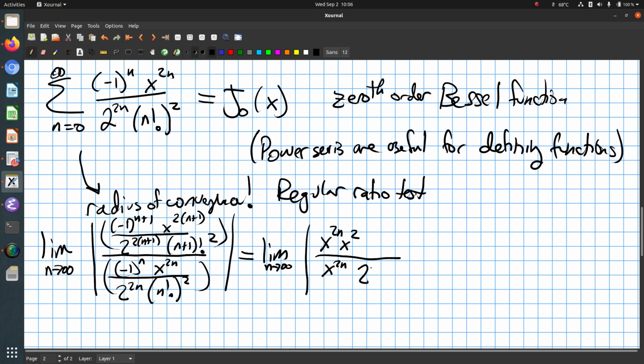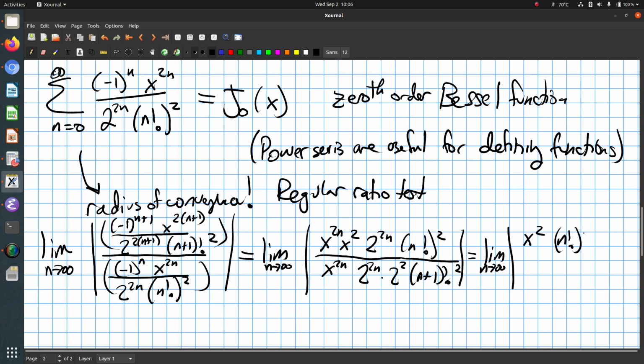In the denominator, I have 2 to the 2n times 2 squared. I've got an n plus 1 factorial squared. In the numerator, on the other hand, I've got a 2 to the 2n, and I've got an n factorial squared. Okay, time for some algebra. You can see a lot of things cancel. I've got an x squared, n factorial squared, and down below, most of the 2 to the n's are still there. I've got a 4 and n plus 1 factorial squared.